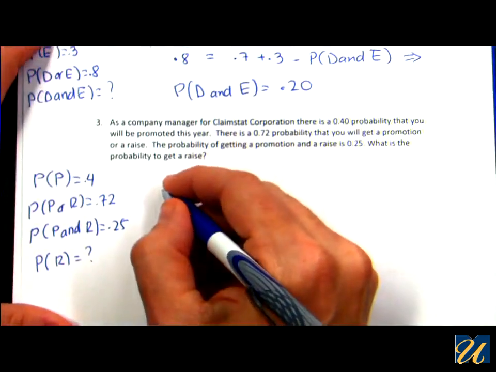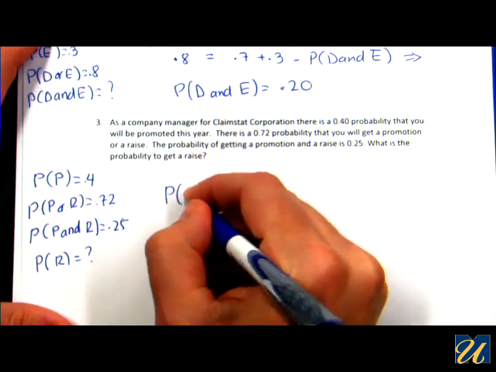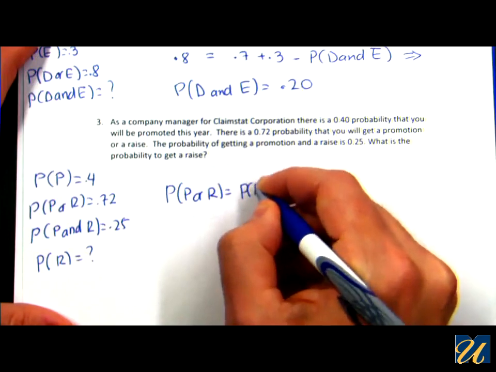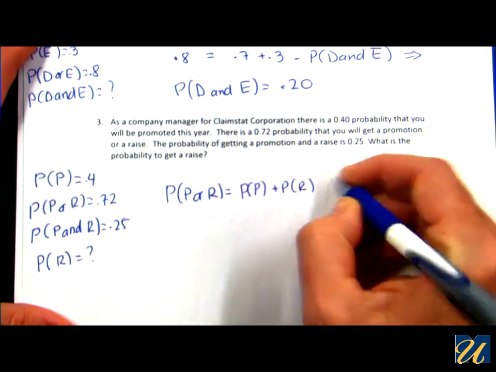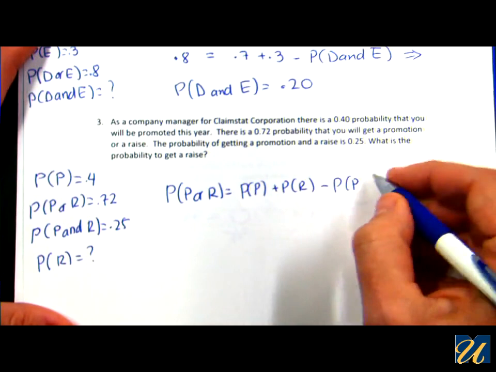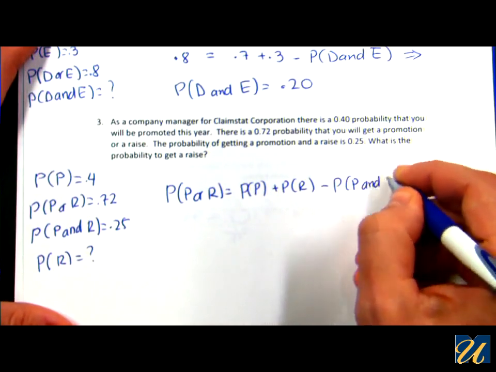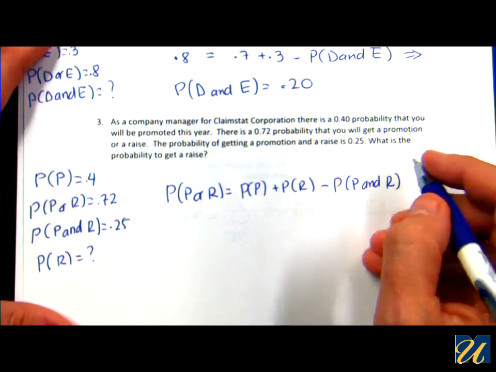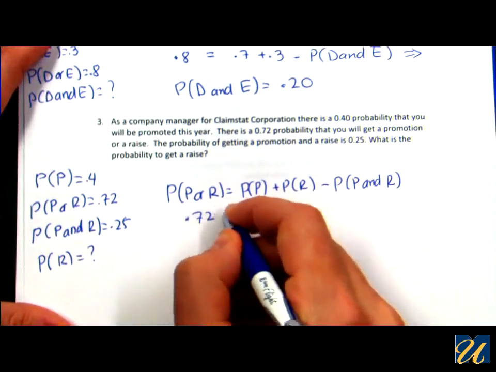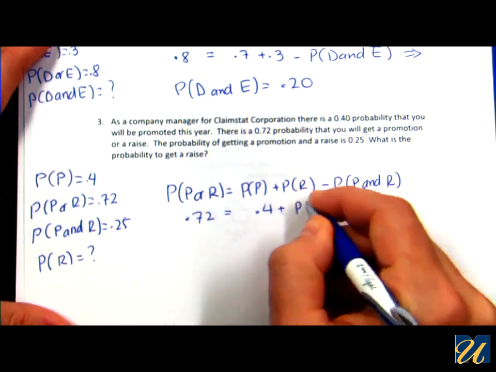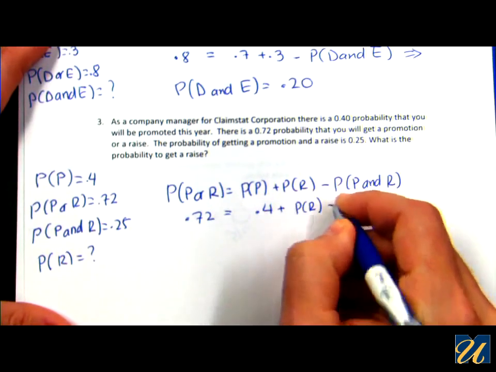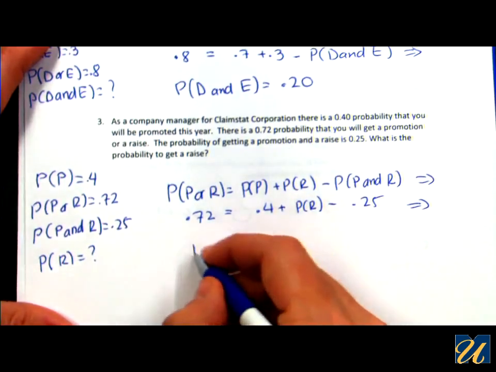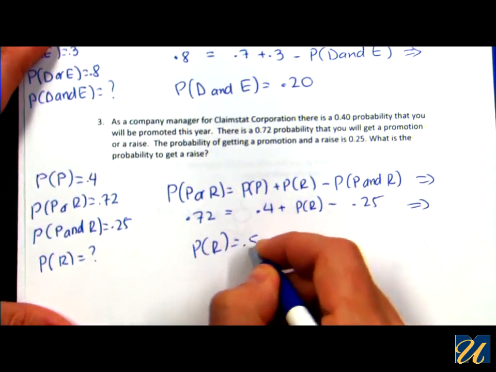Once again, we use the same formula. Probability of P or R is equal to the probability of P plus the probability of R minus the probability of P and R. So based on what we have, 0.72 is 0.4 plus the unknown minus 0.25, and from here the probability of getting a raise will be equal to 0.57.